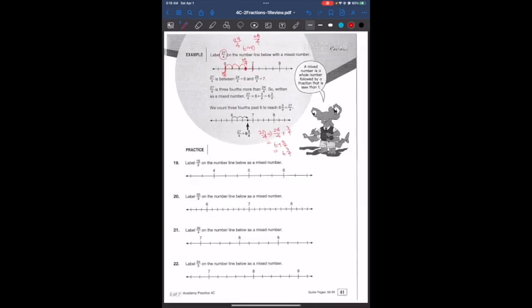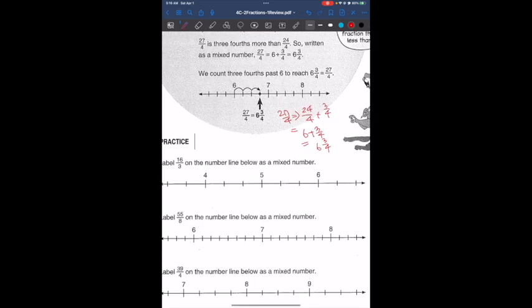Now we're going to do the same thing for our practice problems. So it says label 16 over 3 on the number line below as a mixed number. So 5 is 15 over 3 and 6 is 18 over 3. And so 16 over 3 is going to be somewhere in between. And we have 3 spaces, so each space is going to be worth 1/3. And so 16 over 3 is going to be right here. And we can write that as 5 and 1/3.